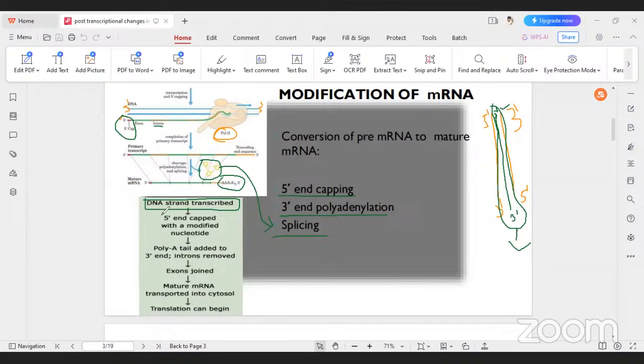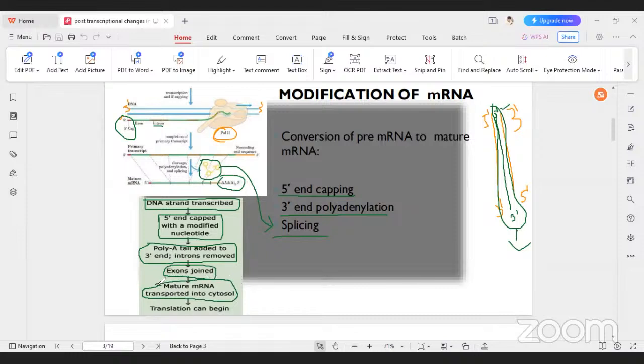Then the 5' end is capped with a modified nucleotide. Polyadenine is formed. Next, introns are removed as well as exons joined. Now it forms mature RNA. Now the mature RNA is transported into the cytosol.